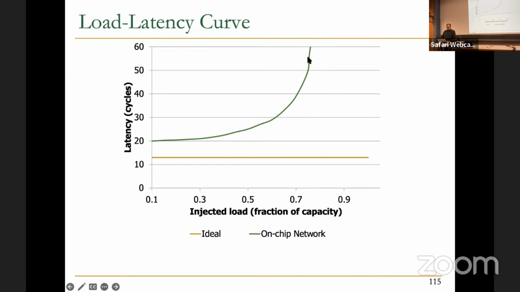So now you can see that we are saturated at around 70% of the capacity, which is actually quite good. Sometimes there are networks, for some specific traffic patterns, that get saturated very early, like 30% of the capacity or even earlier.